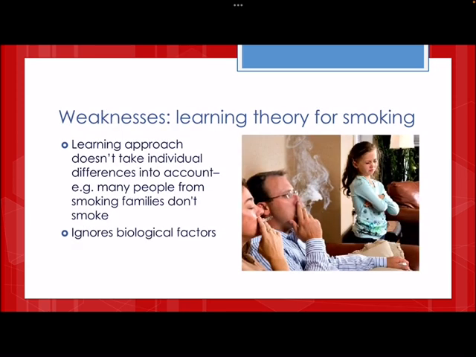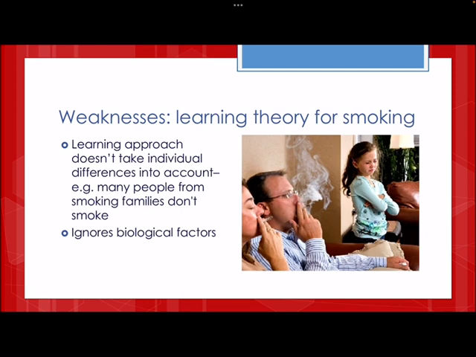A weakness of the learning theory for smoking is that it doesn't explain why people react differently to the same stimuli. So, for example, if you grow up in a smoking family, then learning theory suggests that you ought to become addicted to smoking because you've seen the role models of your parents enjoying smoking, etc. However, lots of people from smoking families don't smoke, and learning theory can't explain that.